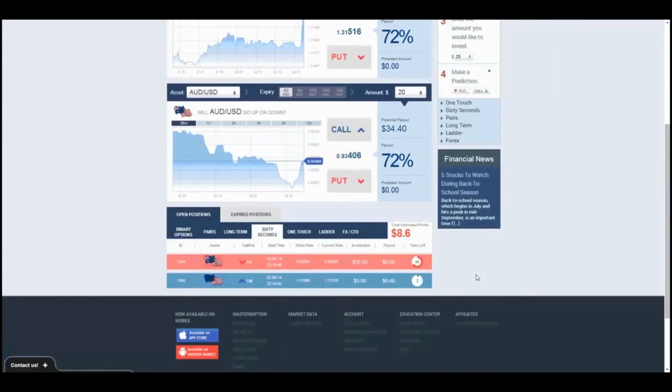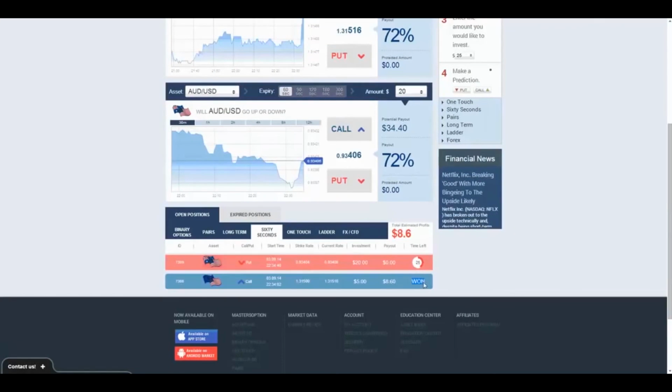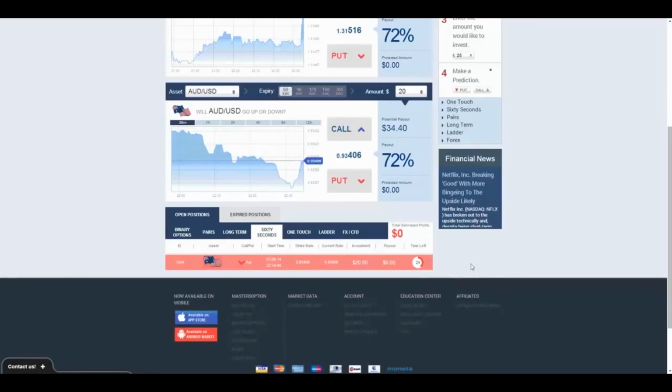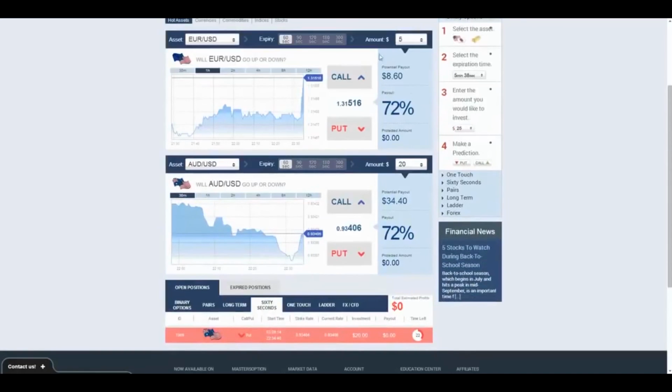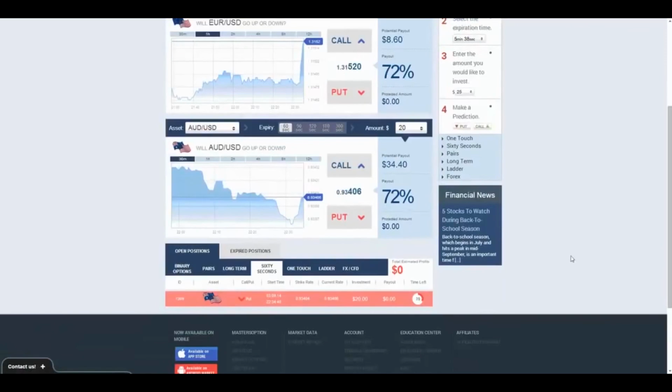That's it for this one, and it's a win. Great. So, I guess you know what I should be doing now. Go back and place the exact same trade for the minimum amount of $5. Well, we could be doing this all day, but I guess you got the picture by now, right?